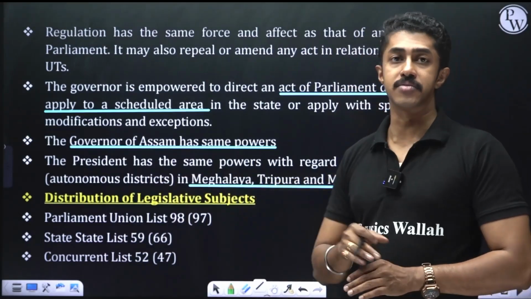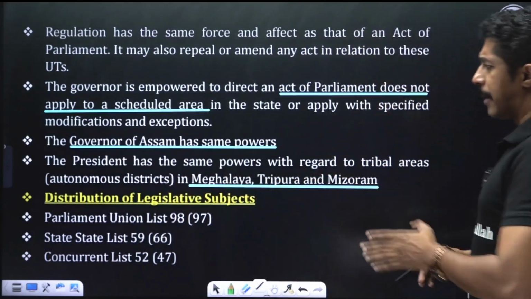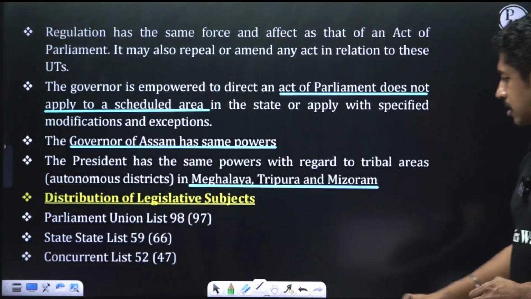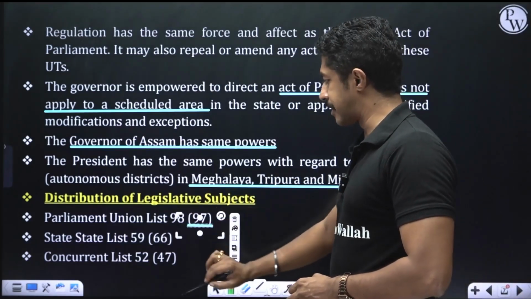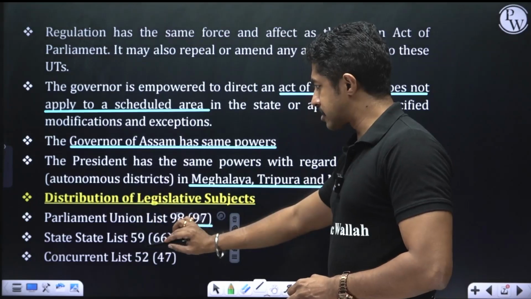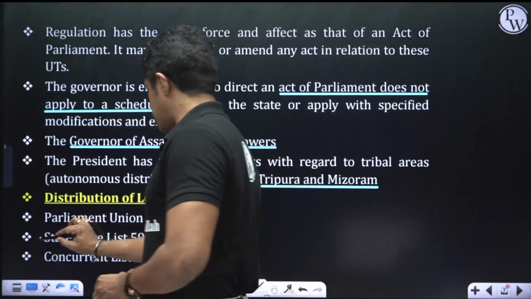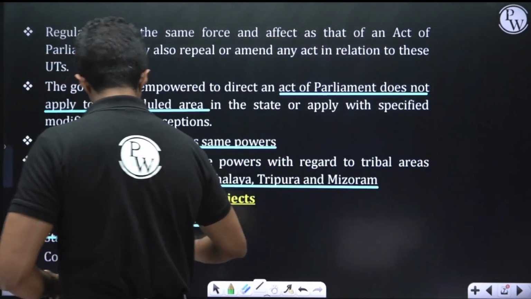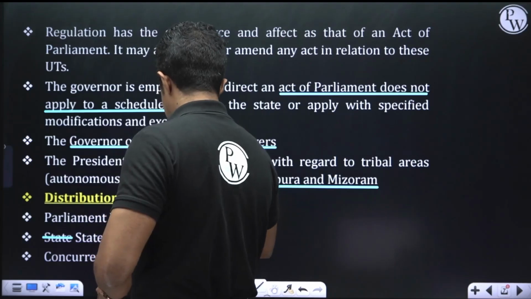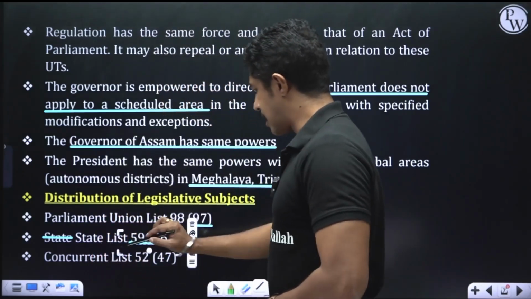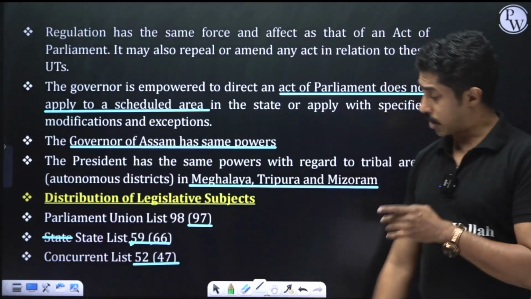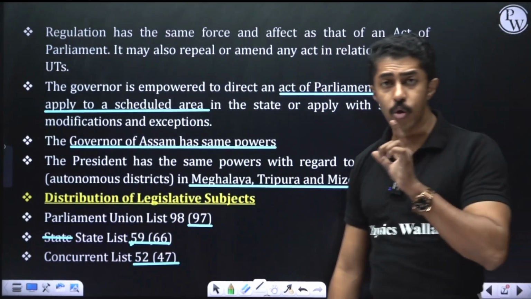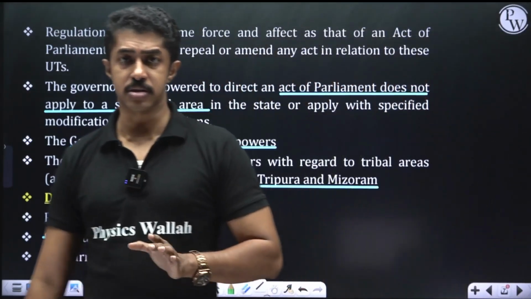Distribution of legislative subjects. Parliament, Union list: originally it was 97, currently it is 98. State list: originally it was 66, currently it is 59. Concurrent list: originally it was 47, now it is 52. Whatever I have given in the bracket, that is the original number of the subjects.